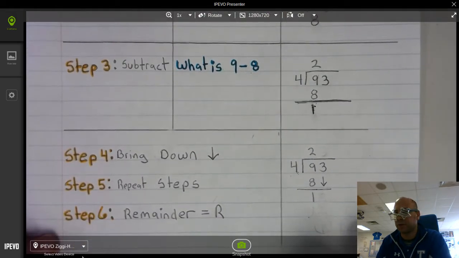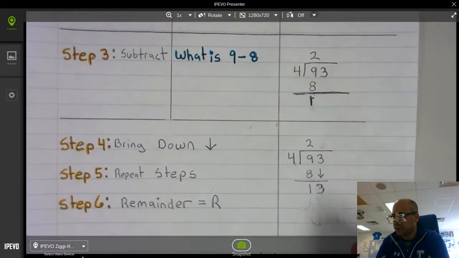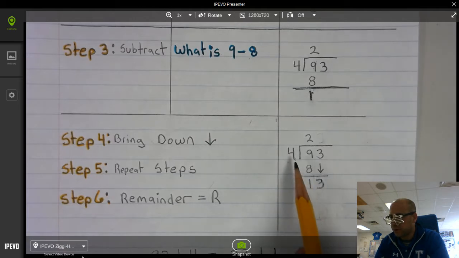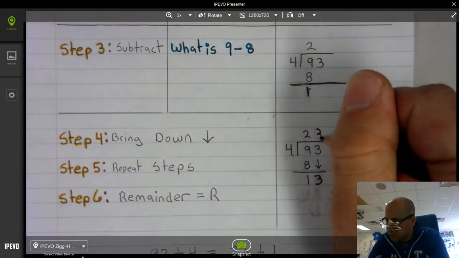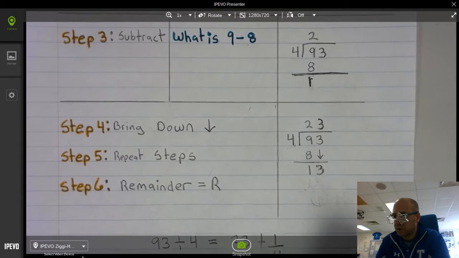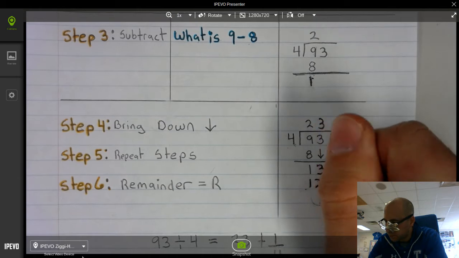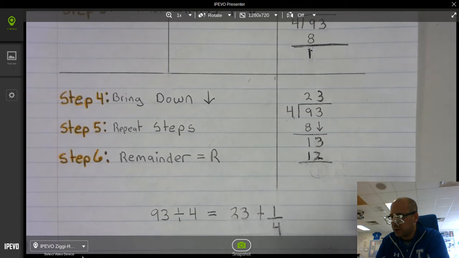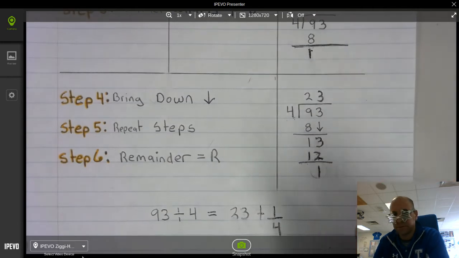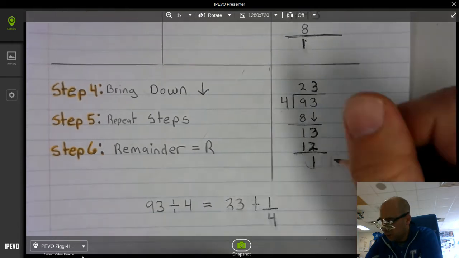All right, so now next step is we bring down. So we're going to bring down the 3, and then we repeat the steps. So how many times does 4 go into 13? Well, 4 goes into 13 3 times. And then we multiply. And we ask ourselves, well, what is 4 times 3? Well, 4 times 3 is 12. Then we subtract. So we say, well, what is 13 minus 12, which is 1. So now we're into the remainder, which is 1.